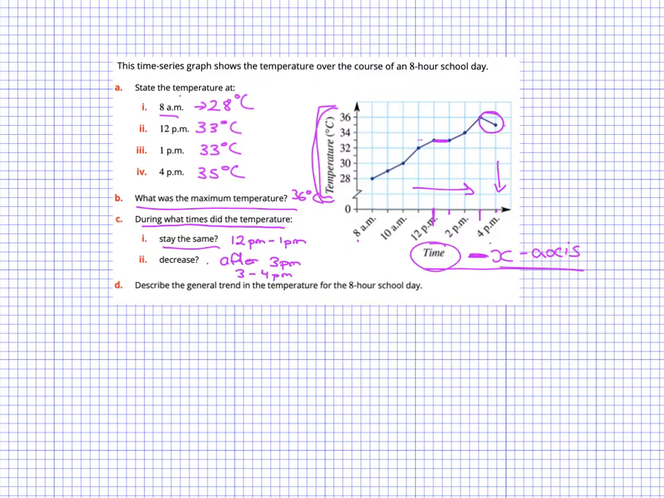Then this is where time series has a really important role to play because they're used across many jobs and sectors: describing the general trend in the temperature for the 8-hour school day. And this is where we just ask, what has happened from 8 a.m. to 4 p.m. on the whole? And it might be helpful to draw it from 8 to 4, ignoring all the ups and downs. We can see that that red line is generally increasing. So a general trend is an increase.